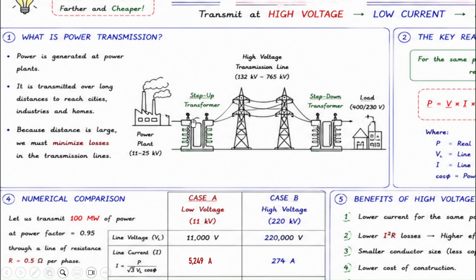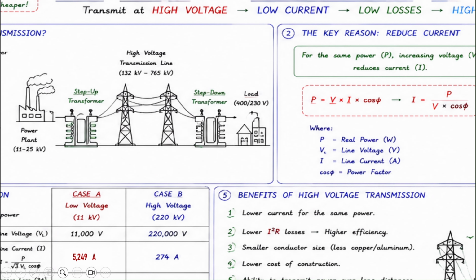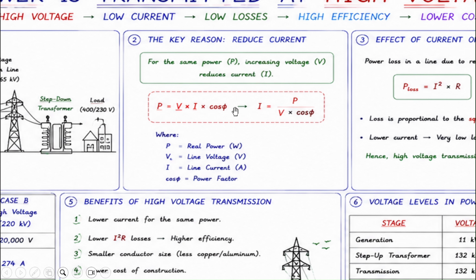So why do we need all that? The main goal here is to minimize losses. And by increasing the voltage, we will see how minimizing losses will lead to a more efficient and cost effective design of a power grid. So let's go to the next step.